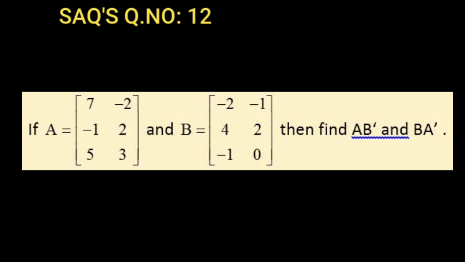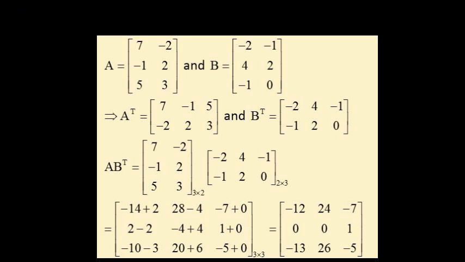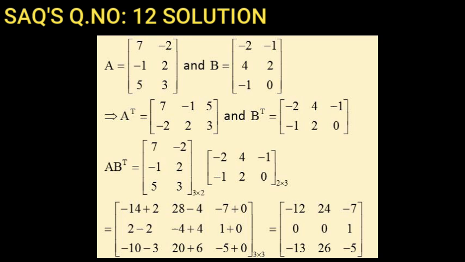If A is equal to 7, minus 2, minus 1, 2, 5, 3 and B is equal to minus 2, minus 1, 4, 2, minus 1, 0, then find AB' and BA'. Here A', B' are the transposes of matrices A and B respectively. Transpose means interchanging the rows into columns or columns into rows. Okay, now consider A and B, the given two matrices. Now A transpose is equal to, here the first row is 7, minus 2. In A transpose, 7, minus 2 is the first column.